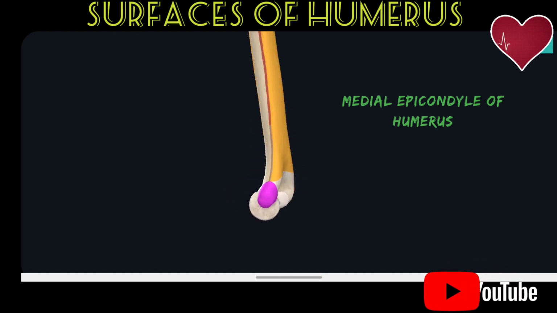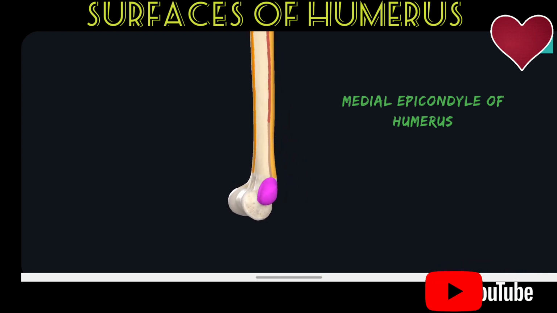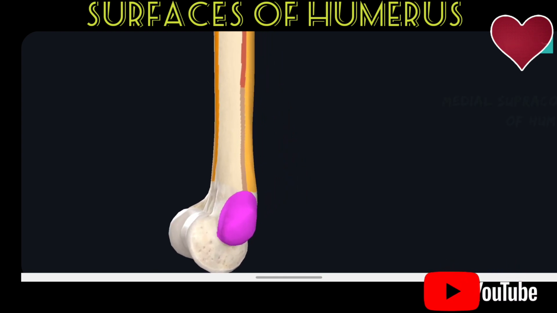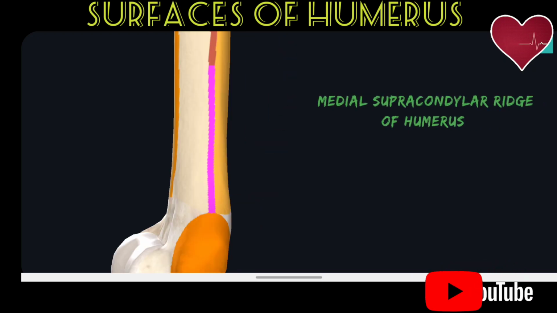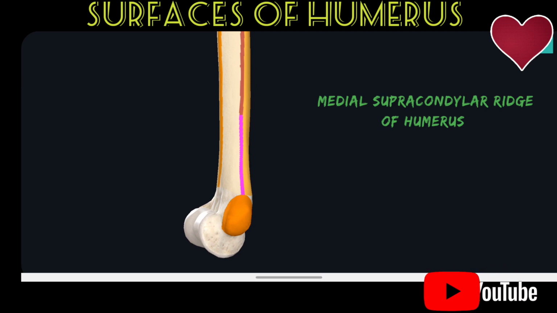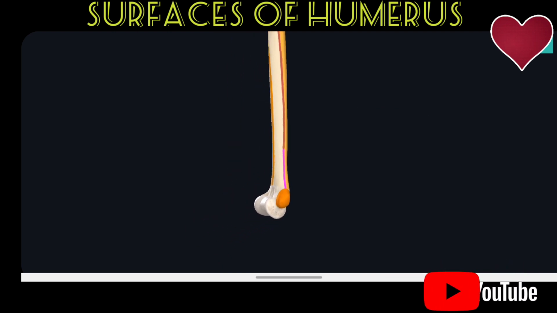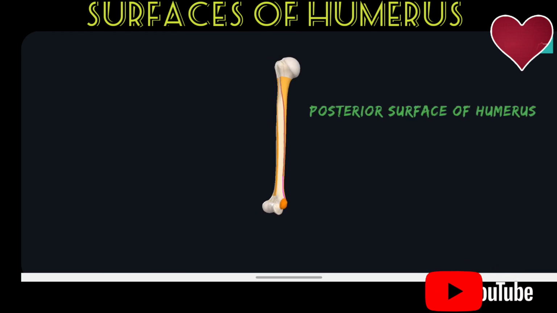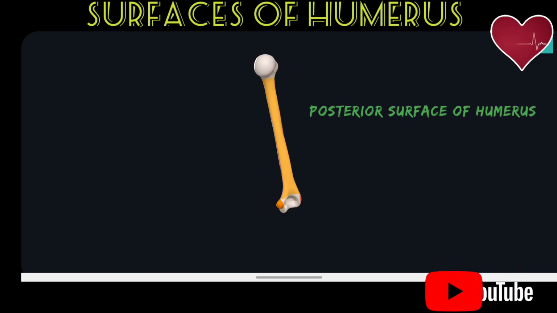It is more prominent than the lateral epicondyle of humerus. And next we have medial supracondyle ridge of humerus, this part. It is the sharp and prominent margin located along the medial aspect of the distal end of the body of humerus, and we have the last surface called posterior surface of humerus.